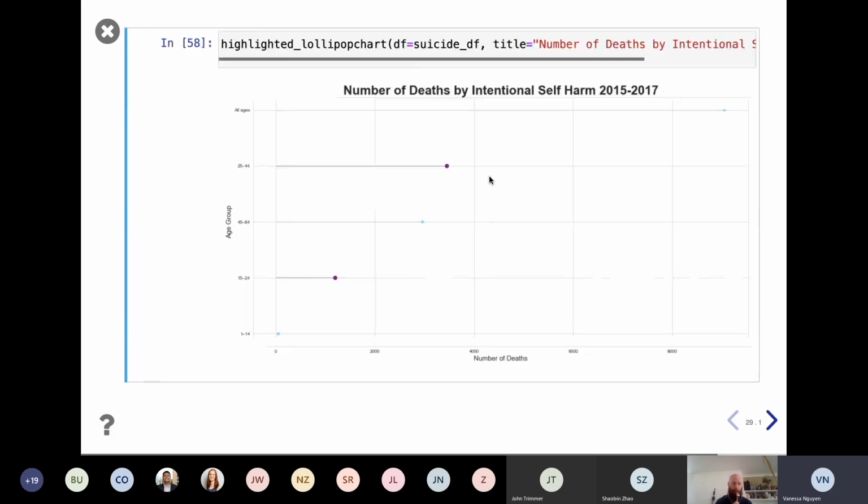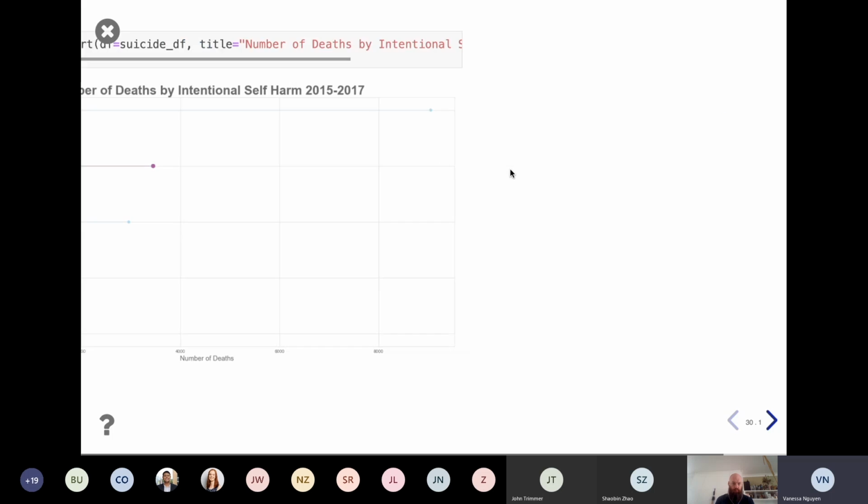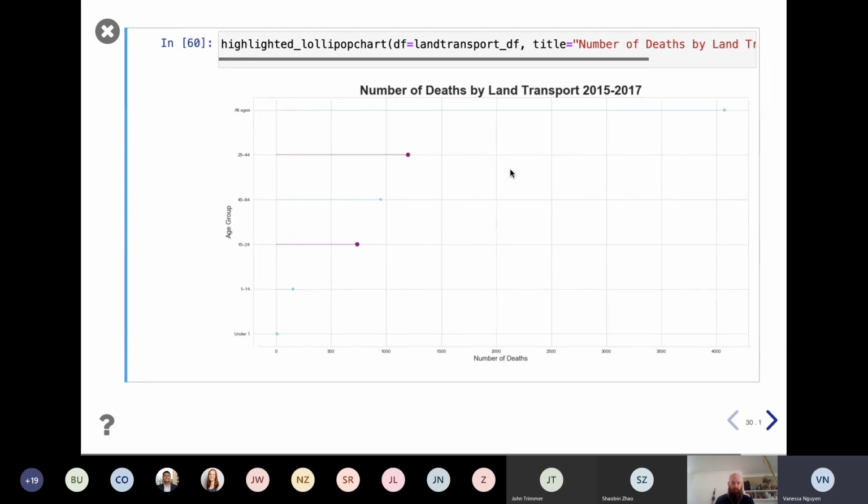If I look at the number of deaths by intentional self-harm from 2015 to 2017, I can see that 25 to 44 contributes nearly half of all the intentional self-harm deaths, which is large considering there are around 9 age groups, and one of them takes nearly half of it. I then looked at land transport, and it's similar in the sense that 25 to 44 also contributes a large amount considering there are 9 age groups as well.